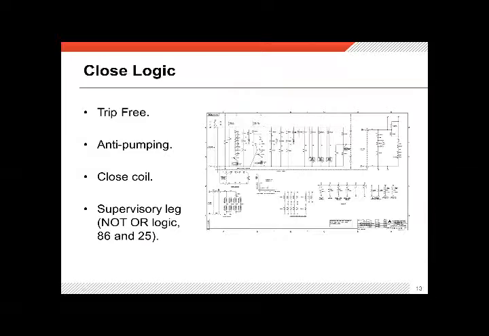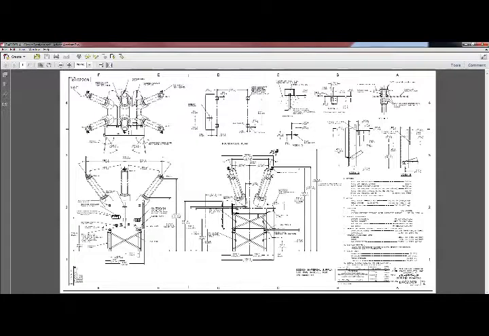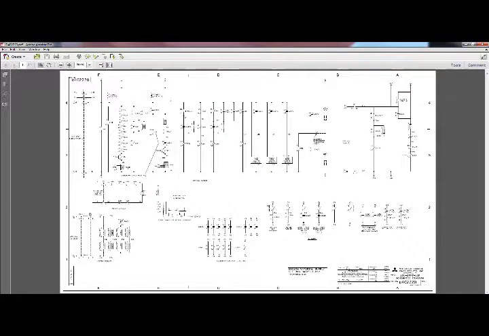All right, the first thing I want you to do is look at this leg of the drawing. This is the leg that's the closed coil, or closed circuit. This is the closed coil.